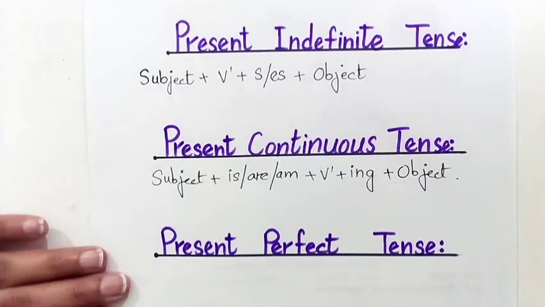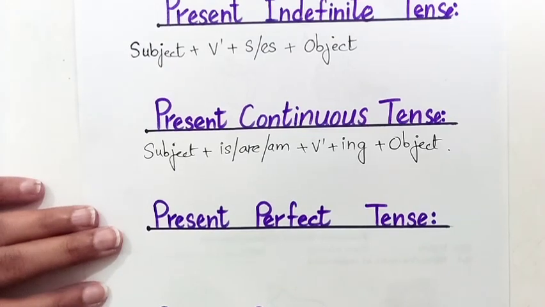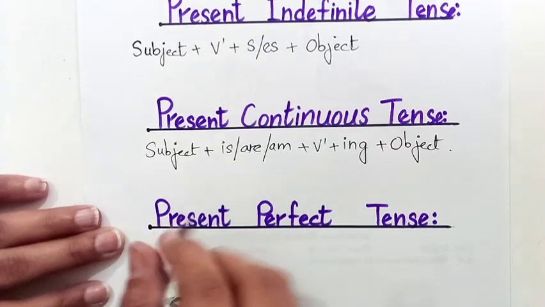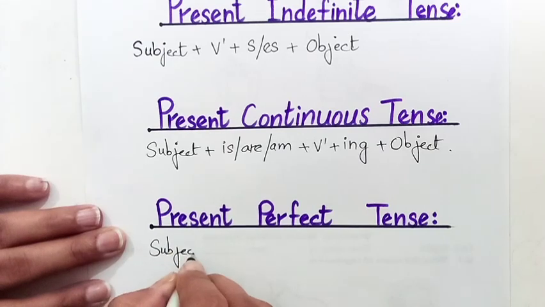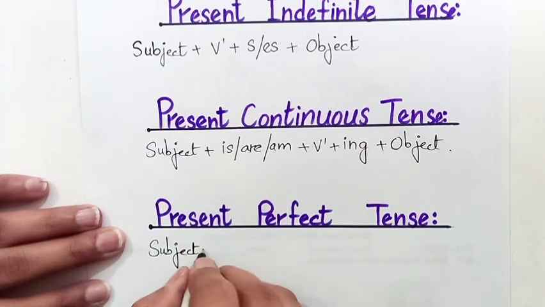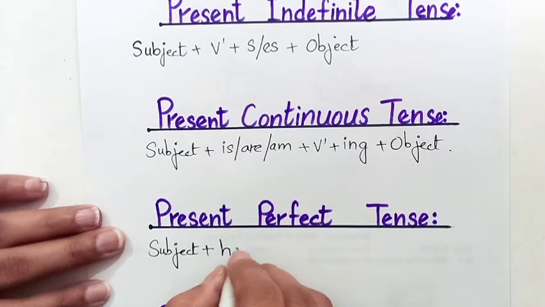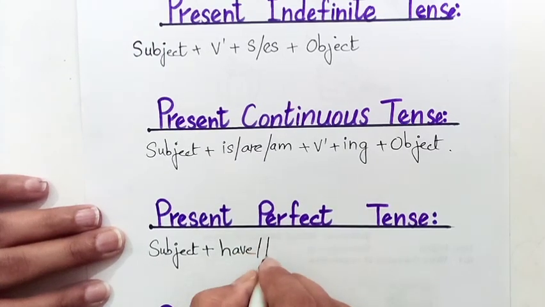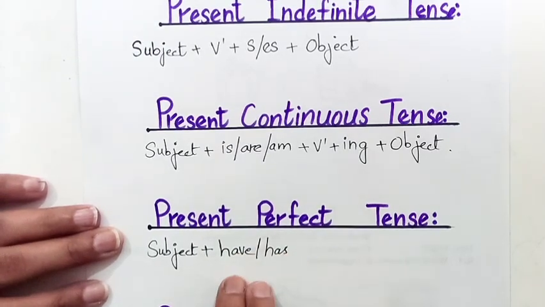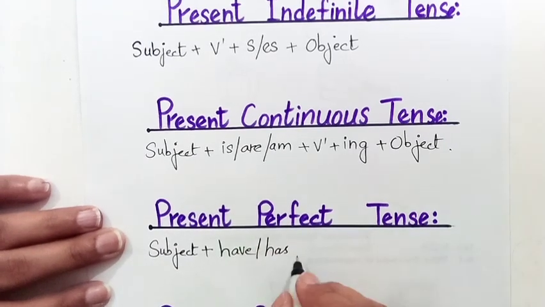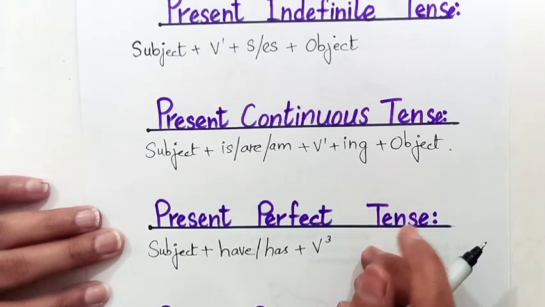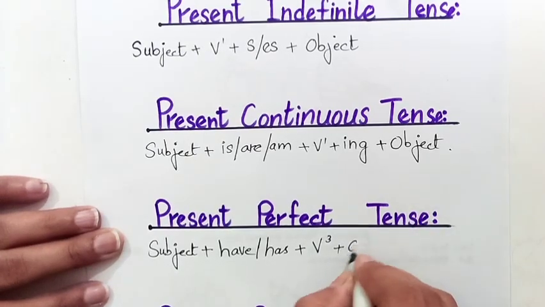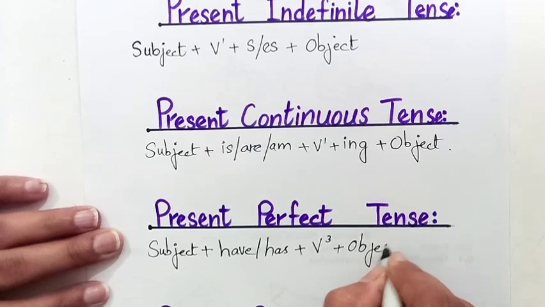Now we will write the formation of present perfect tense. The formation is subject plus have or has. We use has or have according to our subject, plus V3, that is third form of verb, plus object.